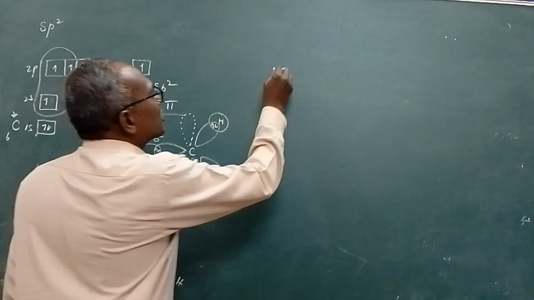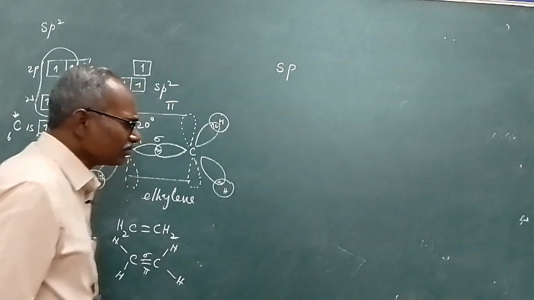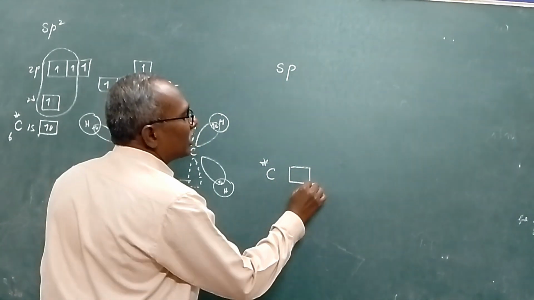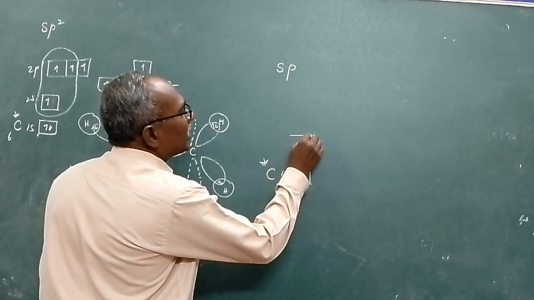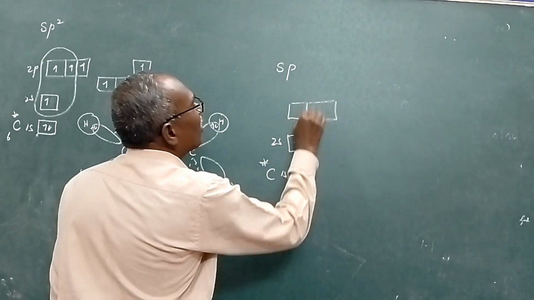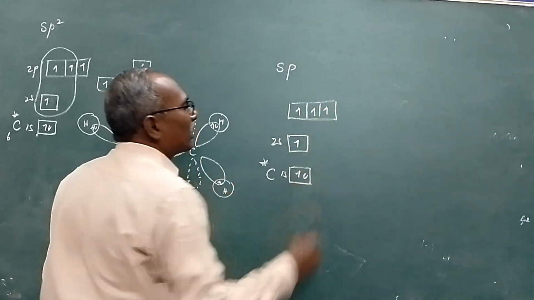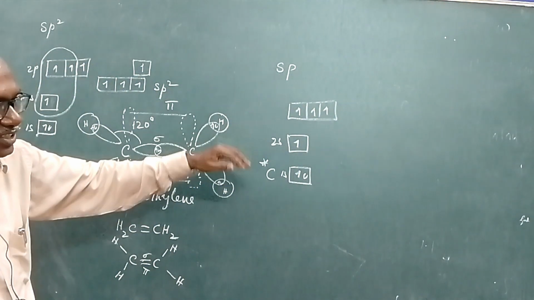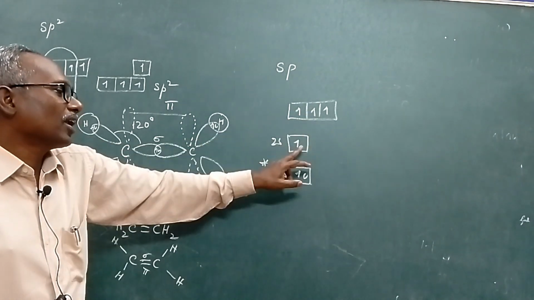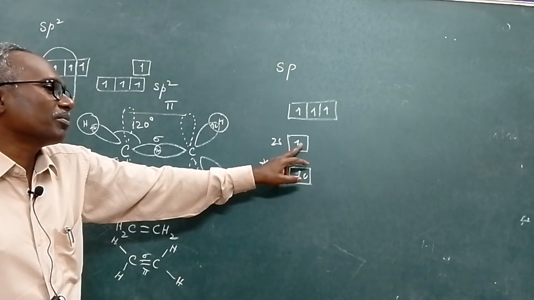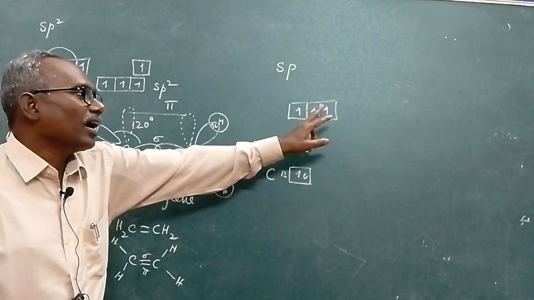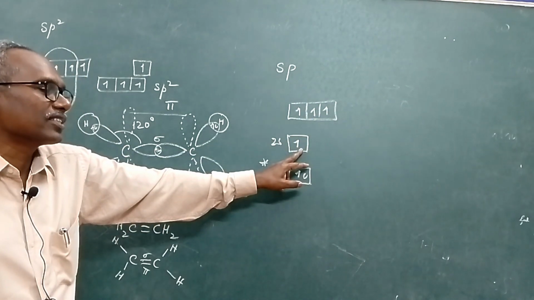Now, the other hybridization is sp hybridization. In this case, I directly write the carbon excited electronic configuration. In the 1s orbital, 2 electrons. In the 2s orbital, 1 electron. And in the 2p orbital, all the 3 orbitals have 1 electron each. This is after excitation. Originally, here was 2 and here was 2. But now, one of the electrons of the 2s orbital is excited to the 2p orbital. So now it has 3 electrons in the p orbital and 1 electron in the s orbital.